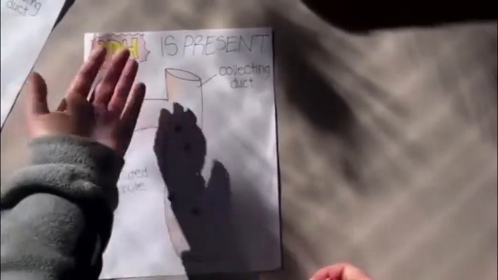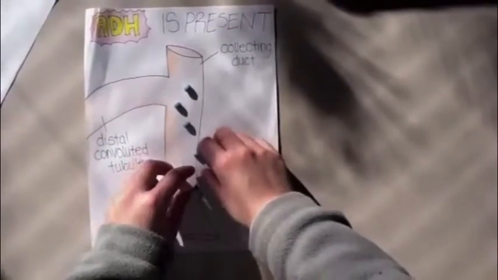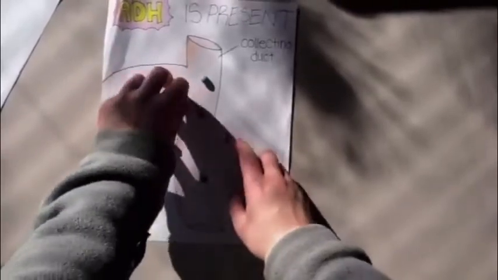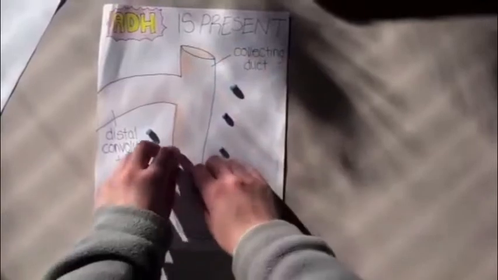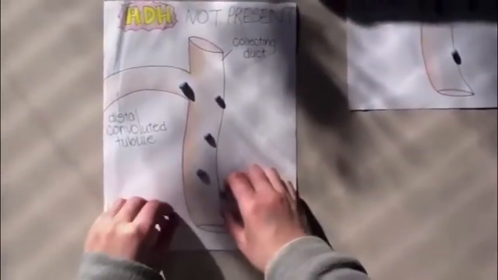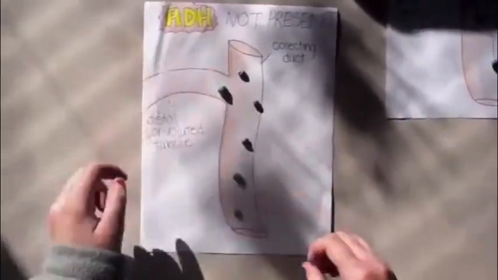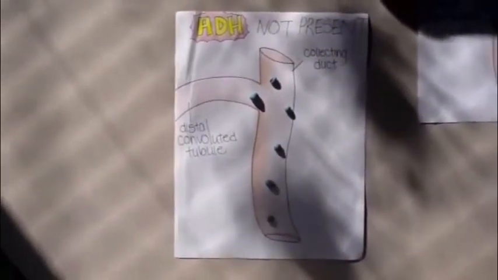If ADH is present, the collecting duct becomes permeable to water, and water moves by osmosis out of the collecting duct and into the surrounding medulla intercellular fluid, as shown by the movement. If ADH is not present, the collecting duct becomes impermeable to water, and water will stay in the collecting duct with the other waste solutes, and the urine becomes more dilute.